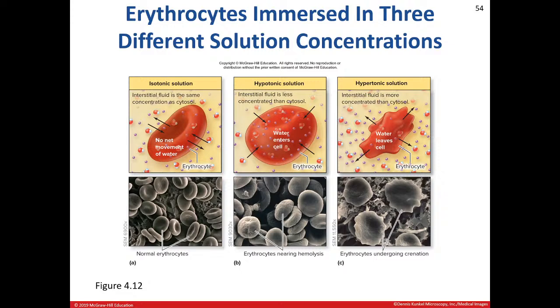You can see that here we have an isotonic solution. There's no net movement of water because there's the same concentration inside and outside. In a hypotonic solution, there is less solute surrounding the cell, so water moves into the cell. And in a hypertonic solution, there is more solute surrounding the cell, so water leaves the cell, and so it crenates or shrinks.